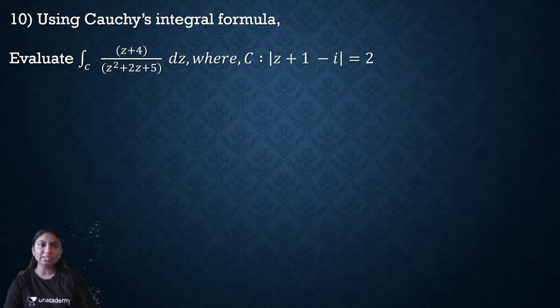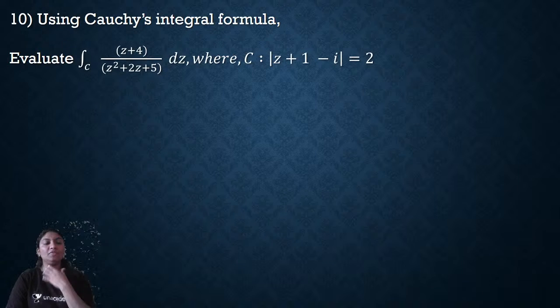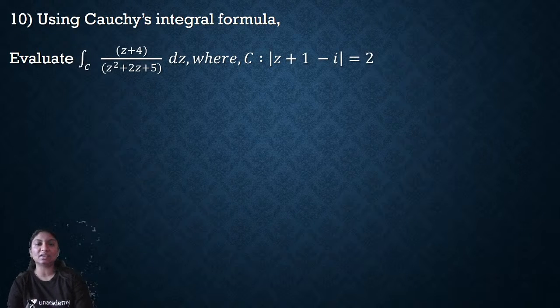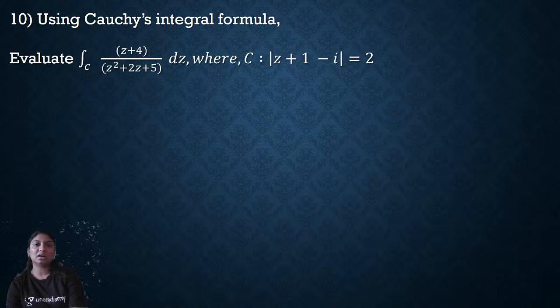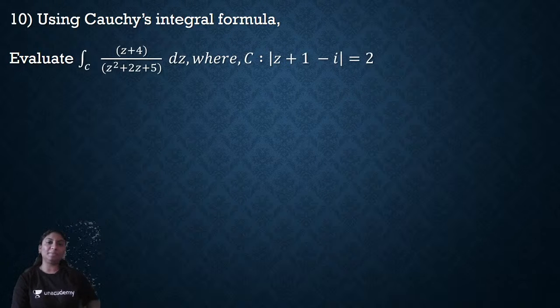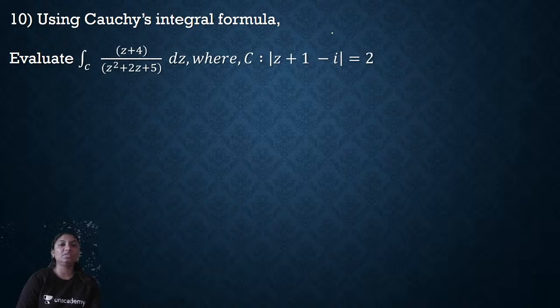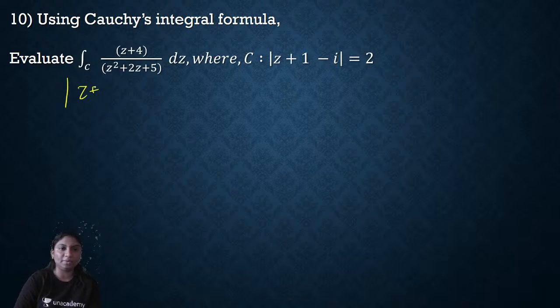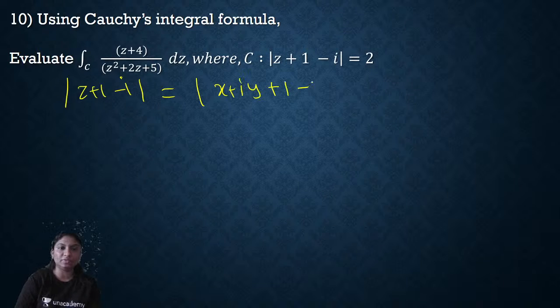Now, see, by using Cauchy's integral formula, evaluate the integral over C of z plus 4 upon z square plus 2z plus 5 dz, where C is the curve. Now the curves are different. C is the curve mod of z plus 1 minus i is equal to 2. Here mod of z plus 1 minus i is equal to 2. So first we will find out here z, where z is equal to x plus iy. So z plus 1 minus i is equal to x plus iy plus 1 minus i.